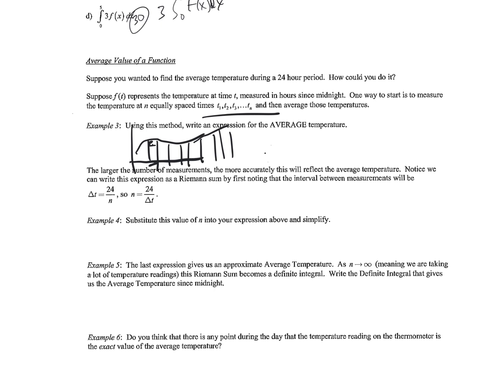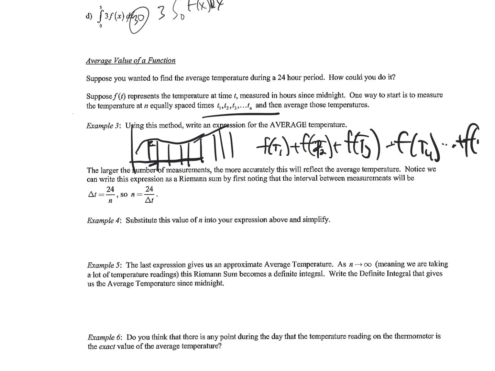So it would be f of t1 plus f of t2 plus f of t3 and f of t4, adding all those up all the way to f of t sub 8. And then we'll divide by however wide those things are. If we have a 24-hour period and we've got 8 intervals, wouldn't that be 3 wide?